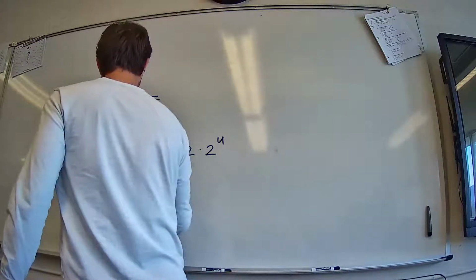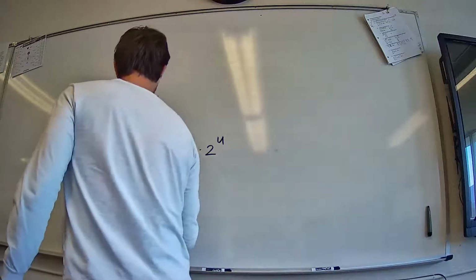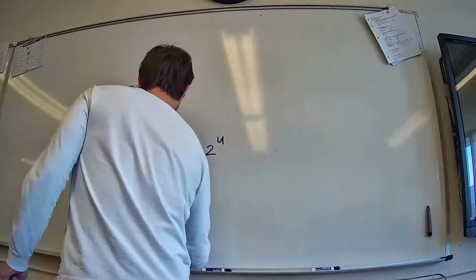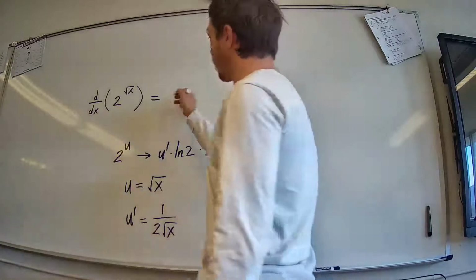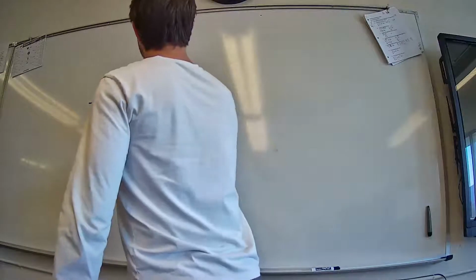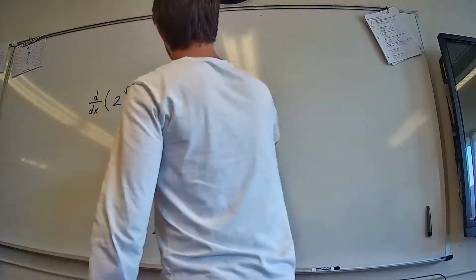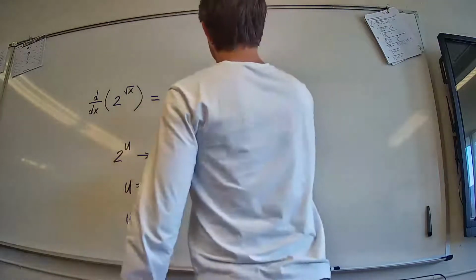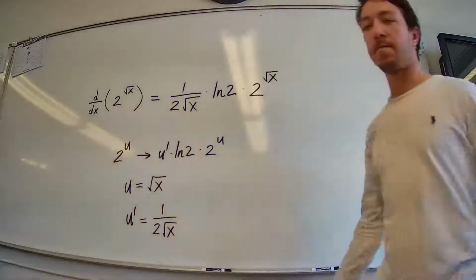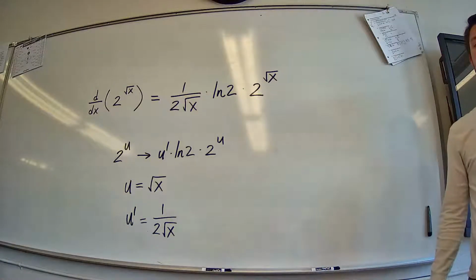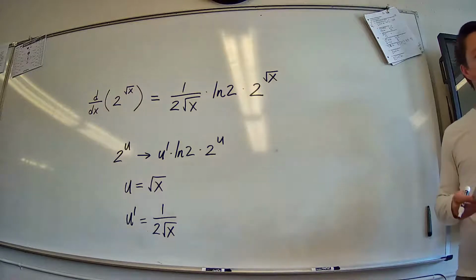Okay. What's my u? The square root of x. So what's u prime? 1 over 2 root x. Very good. So this is going to read 1 over 2 root x times the natural log of 2 times 2 to the root x. Easy peasy, lemon squeezy. That's it. That's all there is to it.